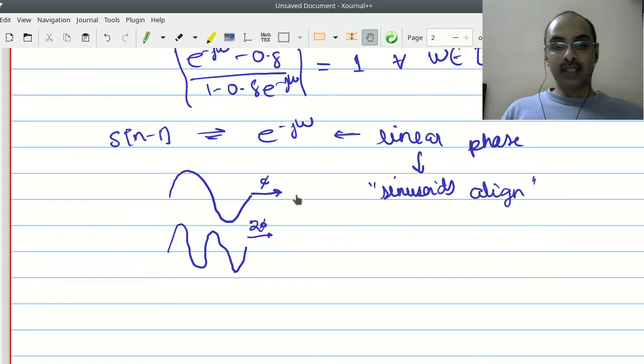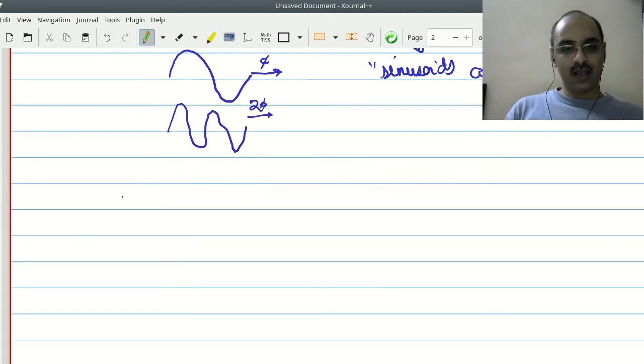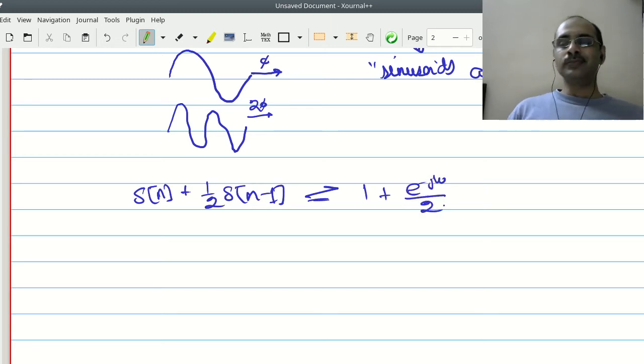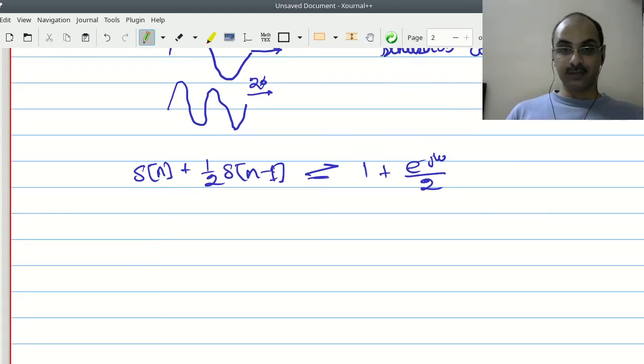Okay, but then if you look at something different, like I gave you an example over there, let's take a simpler example. 1 plus half Z inverse, or let me write it as delta n plus half delta n minus 1. This can be written as 1 plus e power minus j omega upon 2. Now over here, things become a little tricky.